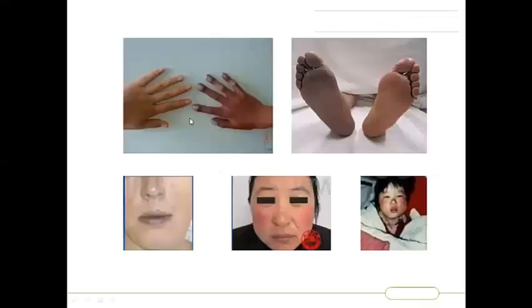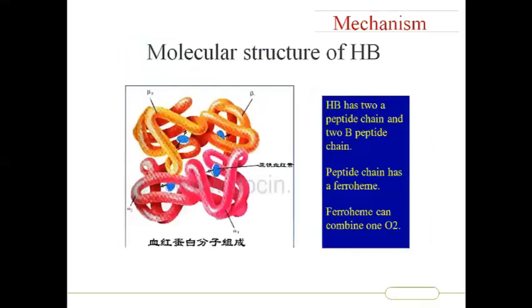So you can see in this picture the difference on the lips and in the fingers, and this one is blue. This kind of blue color you can see in cyanosis.